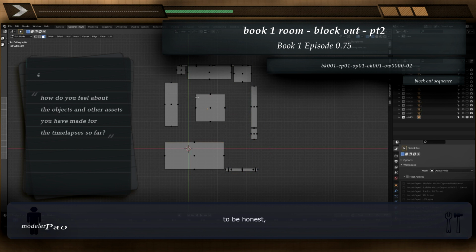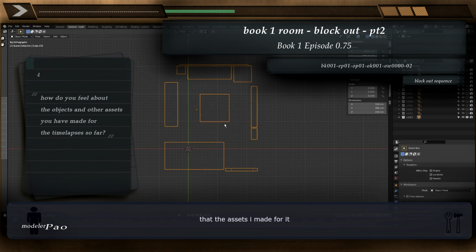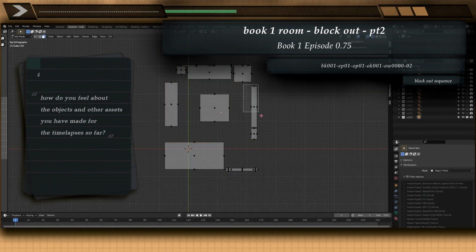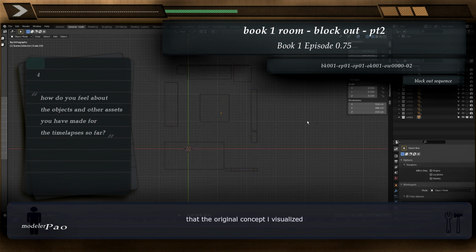To be honest, the longer I work on book 1, the more I realize that the assets I made for it are really lacking and unfitting. Let's just say that the original concept I visualized upon starting this whole journey ended up failing.